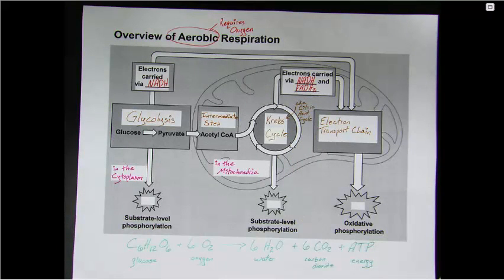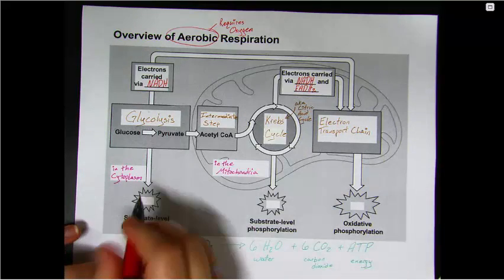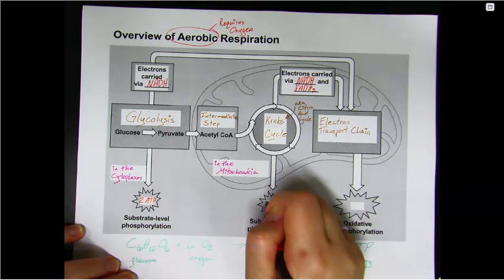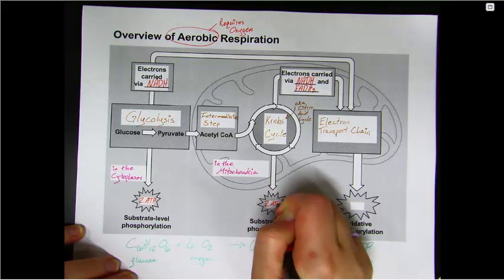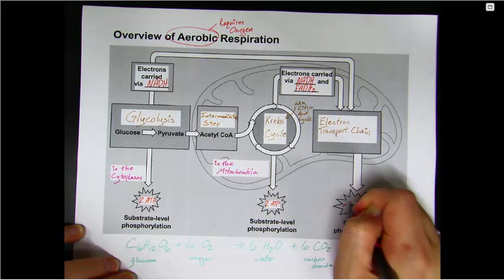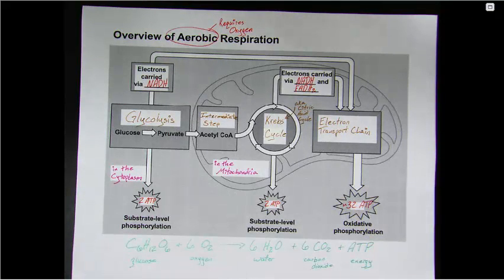Now, the main purpose of doing cellular respiration is to produce ATP, and that ATP is produced in glycolysis, the Krebs cycle, and the electron transport chain. Glycolysis produces 2 ATP. The Krebs cycle also produces 2 ATP. And the electron transport chain, this produces approximately 32-ish ATP.